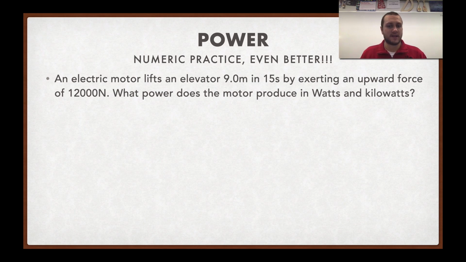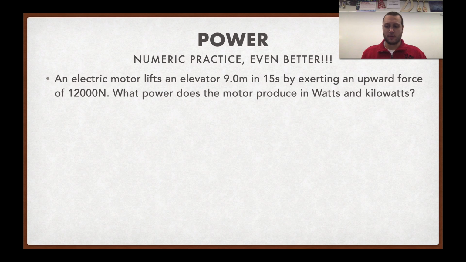The rationale behind converting to kilowatts is that more often than not, our watt ratings can get pretty high. So using it in terms of thousands of watts or kilowatts is oftentimes a more effective way of expressing watts, even though the watt itself is the base unit. So pause the video, answer this question, and then come back.